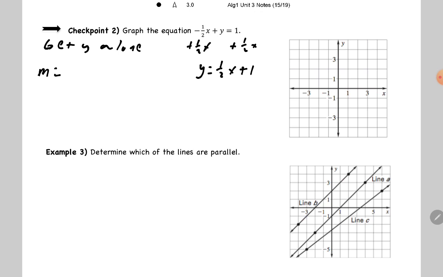Okay, my slope. Let's look at my y-intercept first. My y-intercept is 1, so 0, 1. And then our slope is 1/2. So that means up 1 over 2. So I'm going to go up 1 over 2 and then make a point. Up 1 over 2 if we want to keep going. And then draw our line.